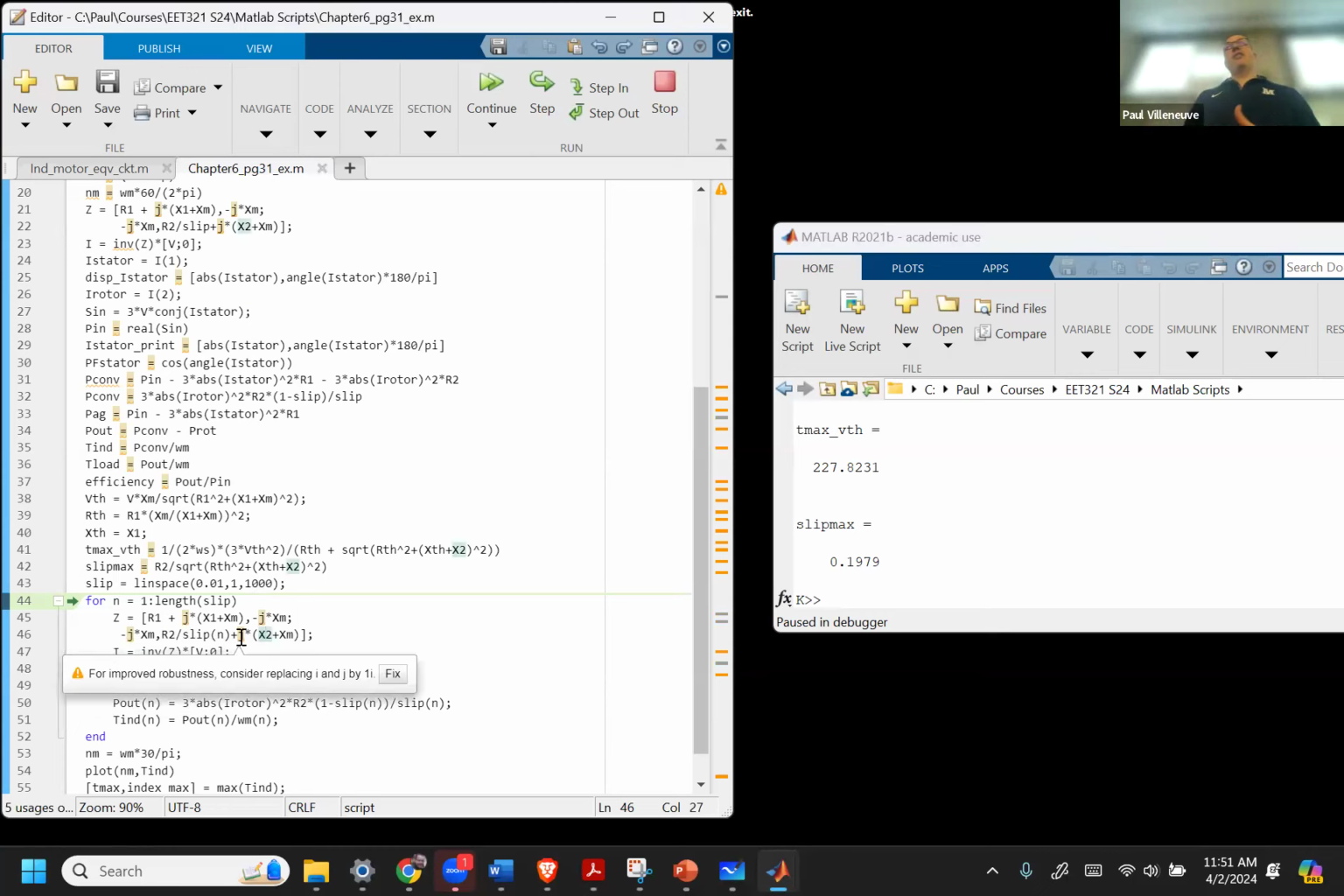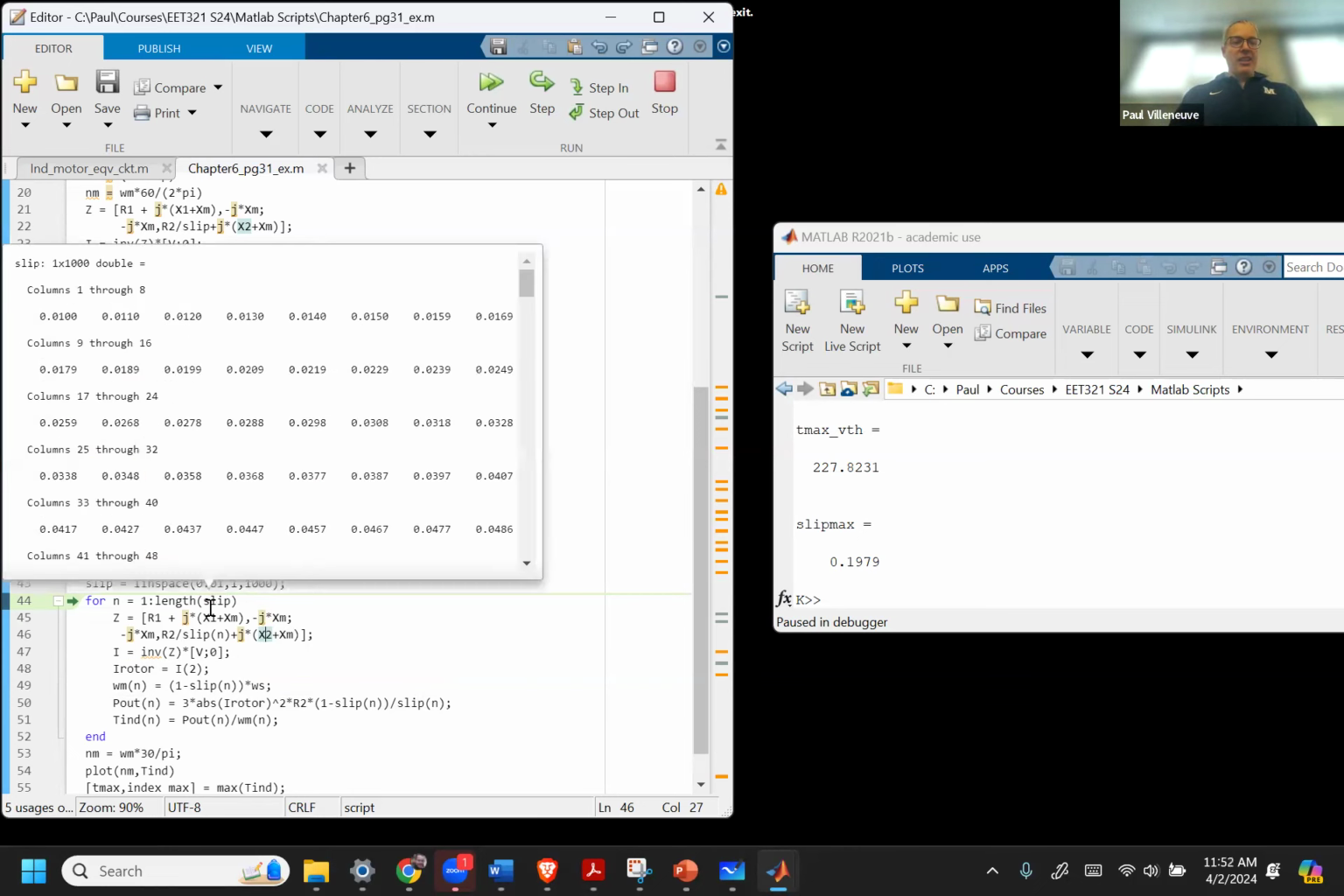So I start at 0, then go to 0.01, 0.02, all the way up until I get a slip of 1, or I have 1,000 slip points varying between not 0 and 1. Why not 0? Because if slip is 0, R2 divided by 0 would be infinity, so I can't calculate that. So I start at 0.01, a small number, and then I end at 1, and I put 1,000 points there.